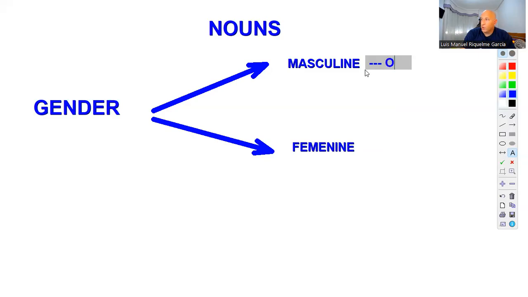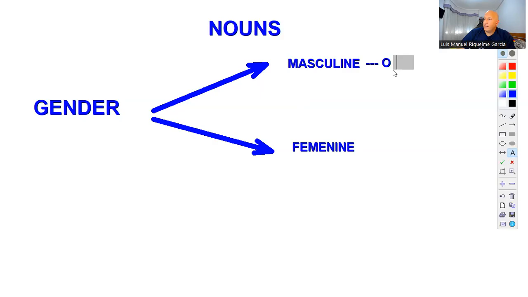Words ending with an O tend to be masculine. Examples. Let me think. Cuchillo. That's a knife. Ends with an O, it's masculine. Or armario. That's a wardrobe or a cupboard. Ends with an O, masculine. And normally most words ending with an O tend to be masculine.